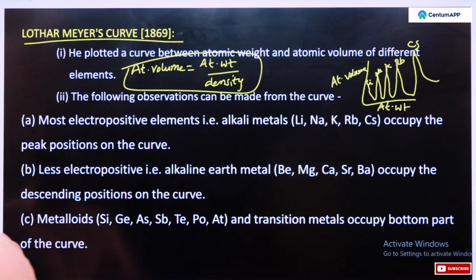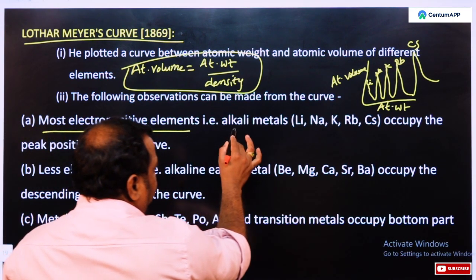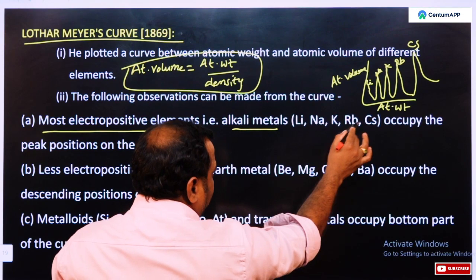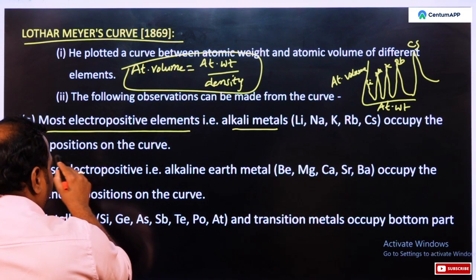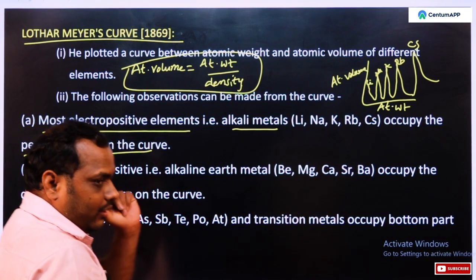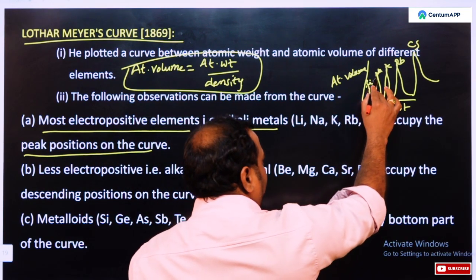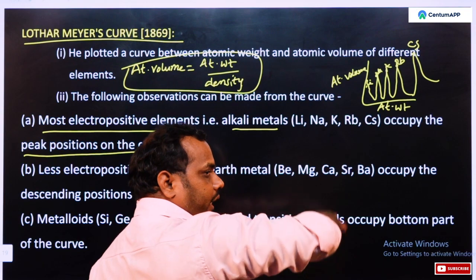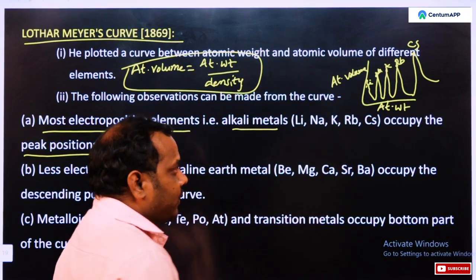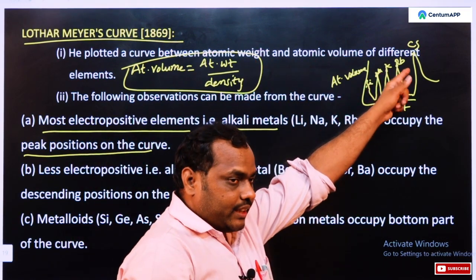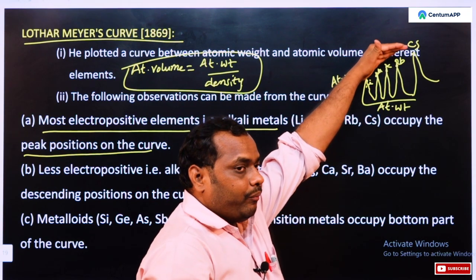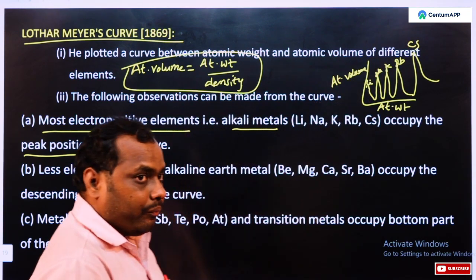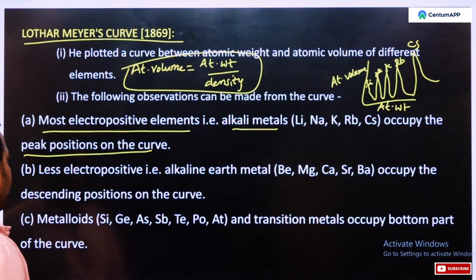Point number one. The most electropositive elements, that is alkali metals, lithium, sodium, potassium, rubidium, cesium, occupy the peak positions on the curve. Observe carefully. These are all first A group elements. These first A group elements are alkali metals. These alkali metals occupy the maximum peak of the curve.